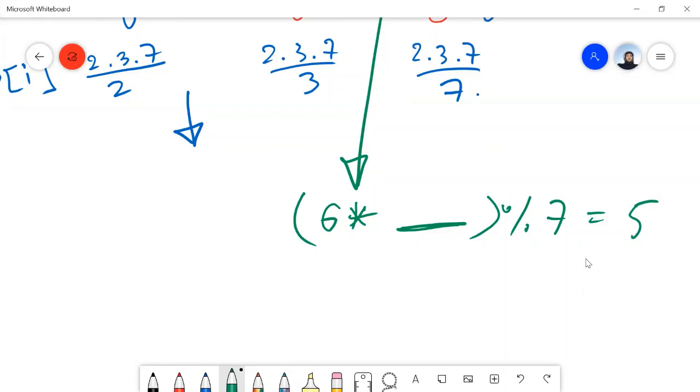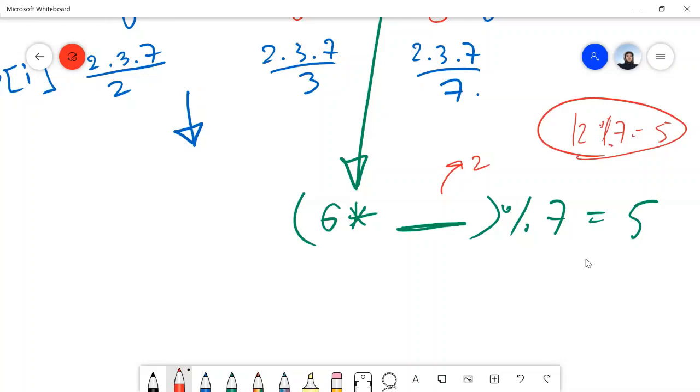So like for humans, we can say that the value can be 2. We can say that 6 times 2 is 12 and 12 mod 7 is equal to 5. We can guess it randomly, but a computer cannot do that, right? For the computer part, what you would be doing is brute force and checking whether it's true or not. But brute force is not a good solution, right?